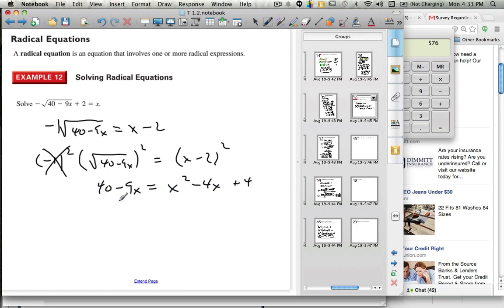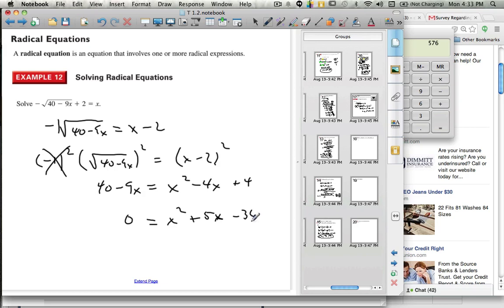Now it's a quadratic function. I need to make it equal 0, so I'm going to add 9x. Minus 4x plus 9x is going to be plus 5x. I'm going to subtract 40, minus 36. Now everything equals 0.